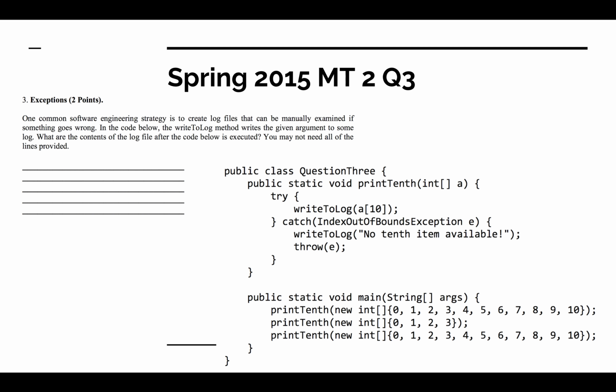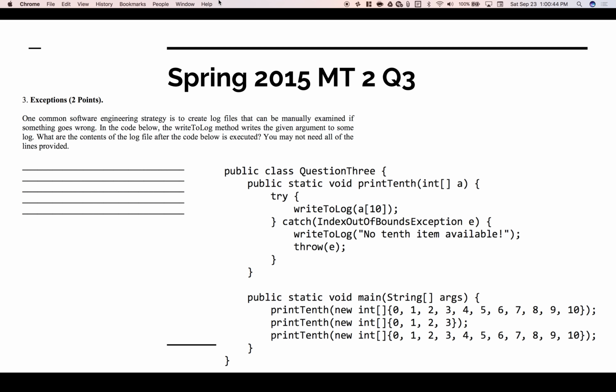So this is from 2 years ago, their second midterm, question 3. One common software engineering strategy is to create log files that can be manually examined if something goes wrong. In the code below, the write to log method writes the given argument to some log. What are the contents of the log file after the code below is executed? You may not need all the lines provided. So I'll give you guys like 3 minutes to work on this.